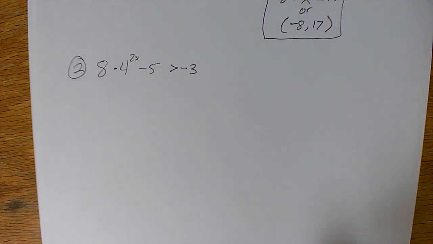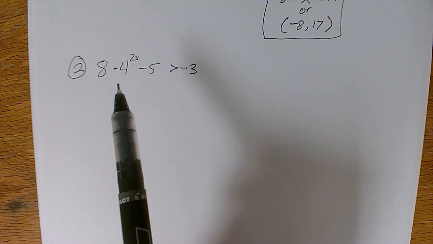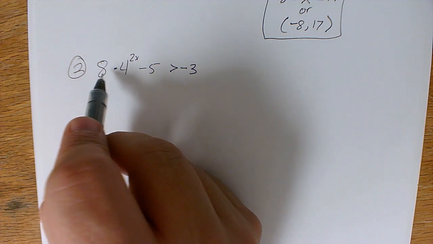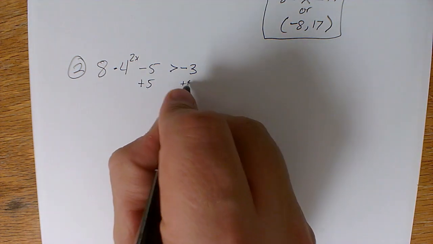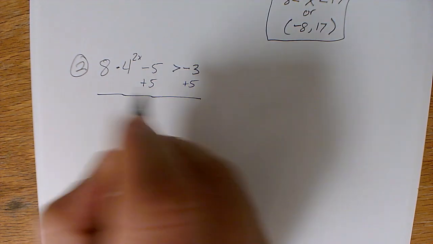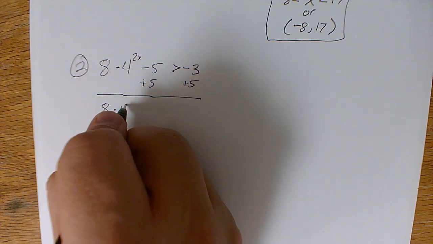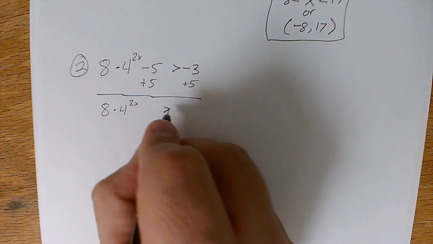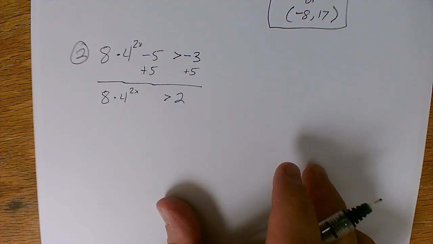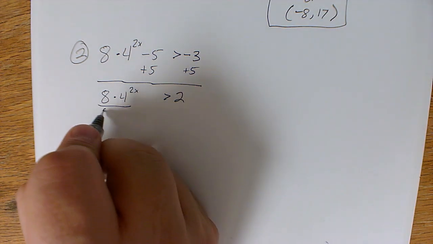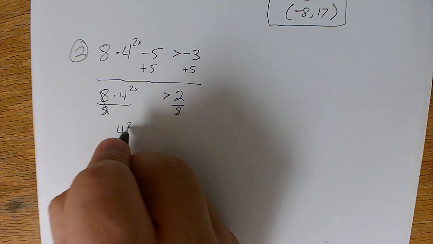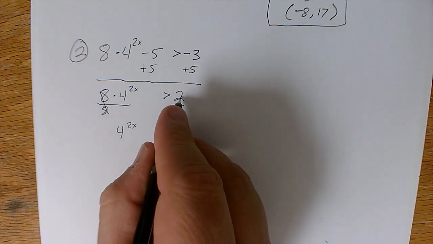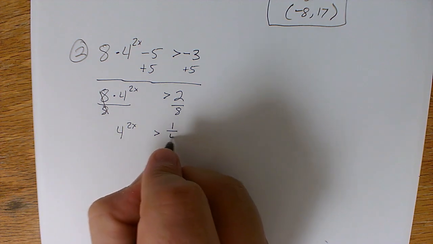So we need to get this 4 with that power by itself. So the first step we've got to do is either get rid of the 5 or the 8. We'll get rid of the 5. Add 5 to both sides. We'll have 8 times 4 to the 2x power is greater than 2. Ooh, now this is going to get interesting. We've got to divide both sides by 8. We'll have 4 to the 2x power, but 2/8 reduces to 1/4.